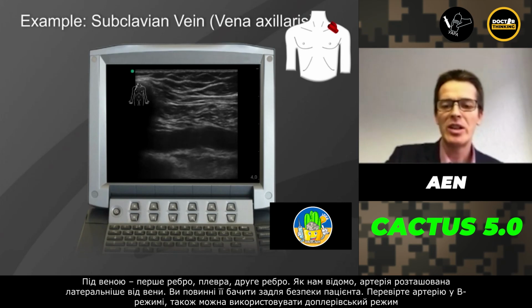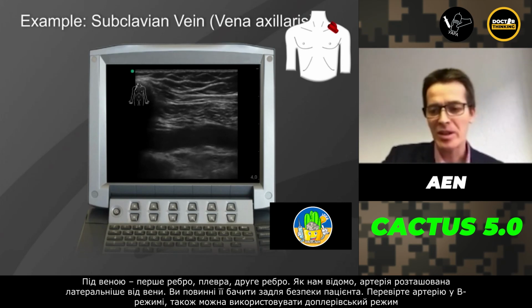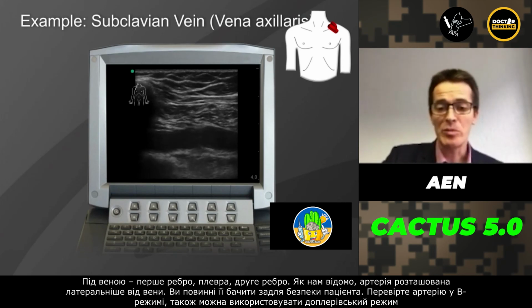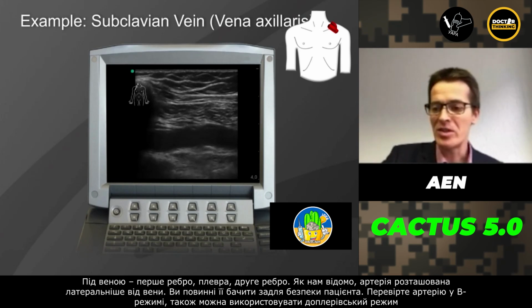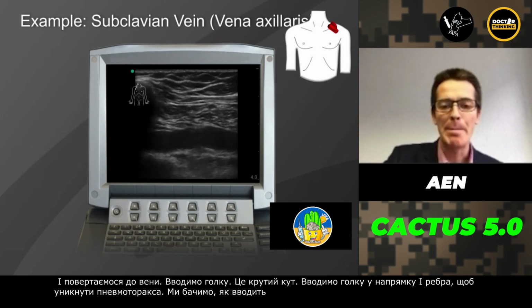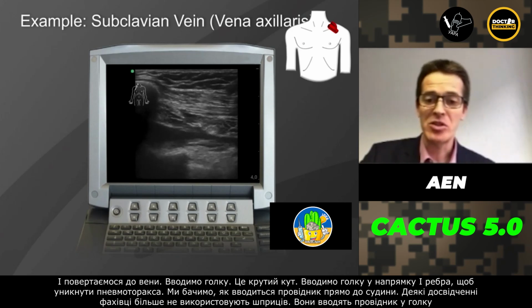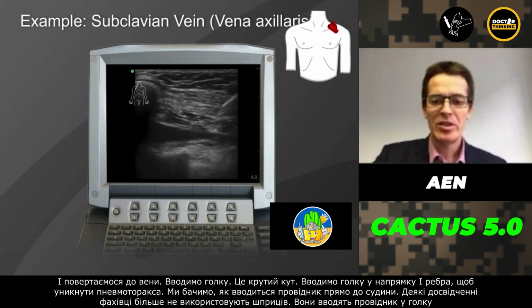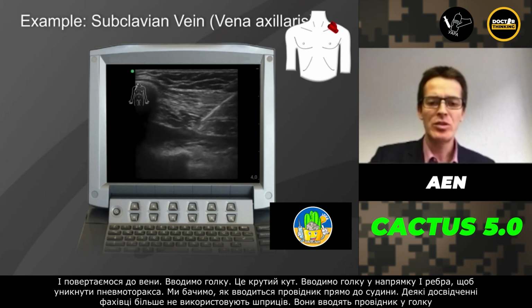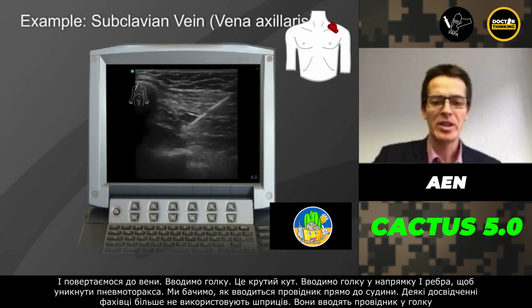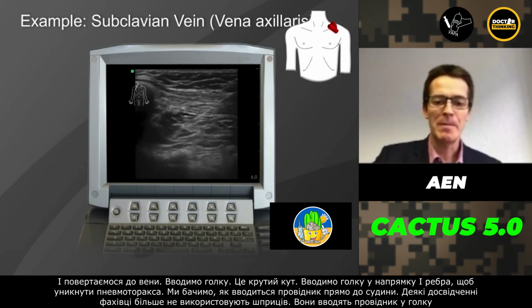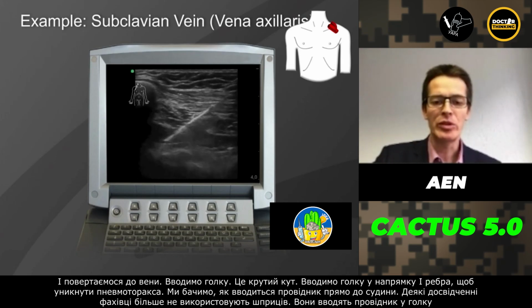Check the artery, and in bad scanning conditions, we also may place the pulse wave Doppler inside here and go back to the vein. Take an ultrasound needle because it's a steep angle, and the direction of the needle is towards the first rib as an additional safety feature, not to cause a pneumothorax.